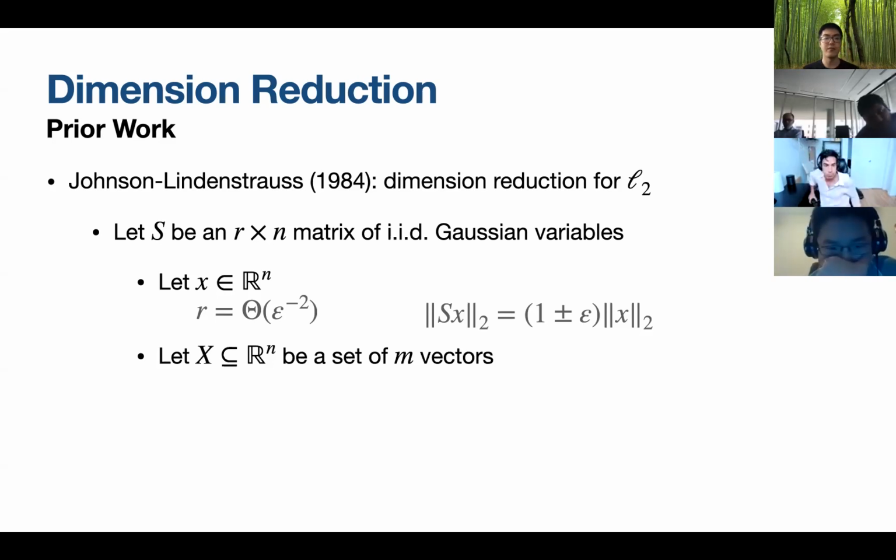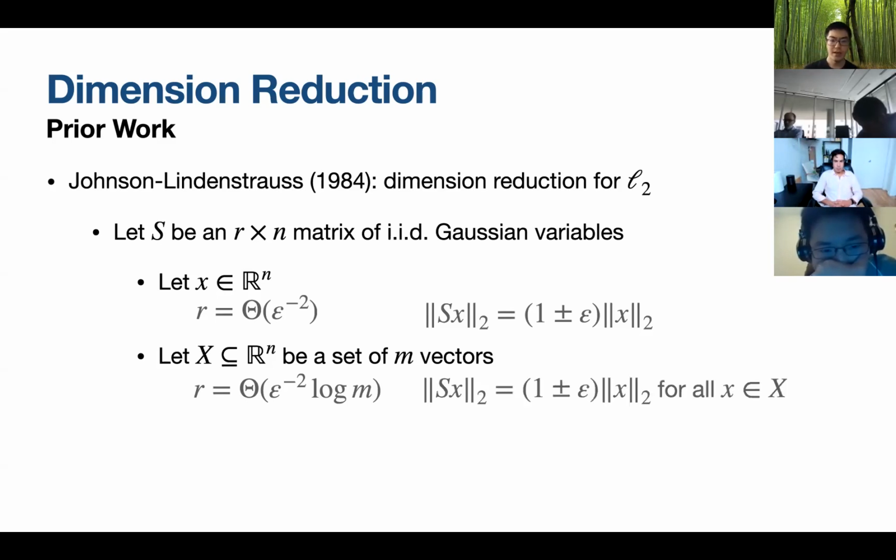But the results here go further. So suppose that we want to preserve the norms of m vectors simultaneously. And in this case, Johnson and Lindenstrauss show that we only need to take our target dimension R to be only a log m factor more than the single vector case. And what happens then is we still get the same guarantee that the 2 norm of SX is within a 1 plus or minus epsilon factor of the 2 norm of X, but this time simultaneously for all m vectors in the set big X.